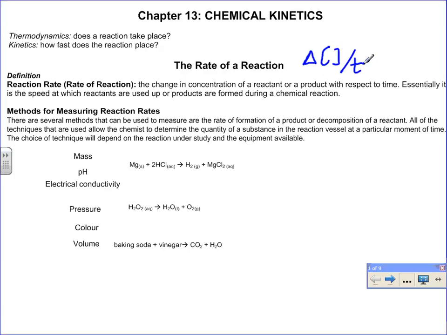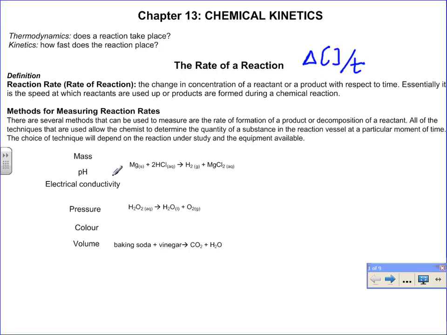So really what we're looking at is the speed at which reactants are used up or products are formed during a chemical reaction. And there are different ways that we can monitor or measure the reaction rate. It really depends on the reactants and products in the system. For example, in this particular reaction of magnesium plus hydrochloric acid, we can use the mass, the pH, or the electrical conductivity in order to monitor the rate of the reaction.